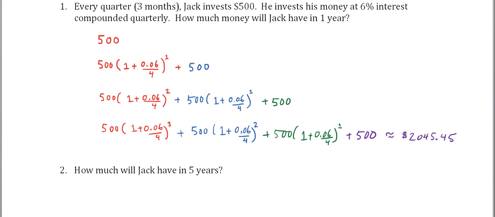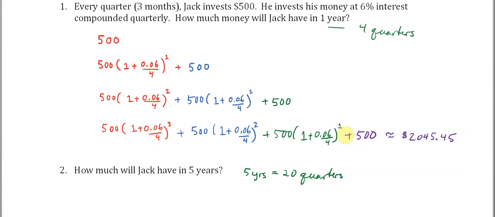So 5 years would be 20 quarters, and so we're going to have a total of 20 terms. Okay, so if you look at the previous problem, that was 1 year, so that's 4 quarters. And we had 4 terms: 500 times 1 plus 0.06 over 4 to the third, then the same thing to the second, and to the first, then to the 0th power. All right.